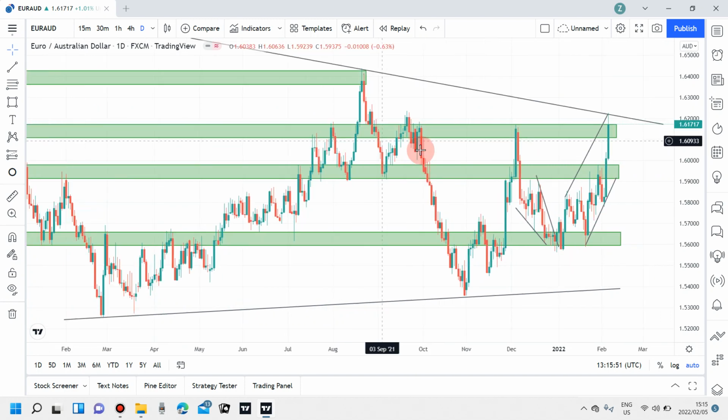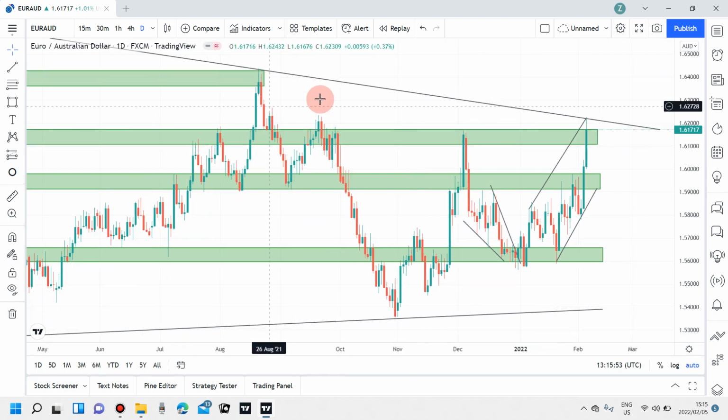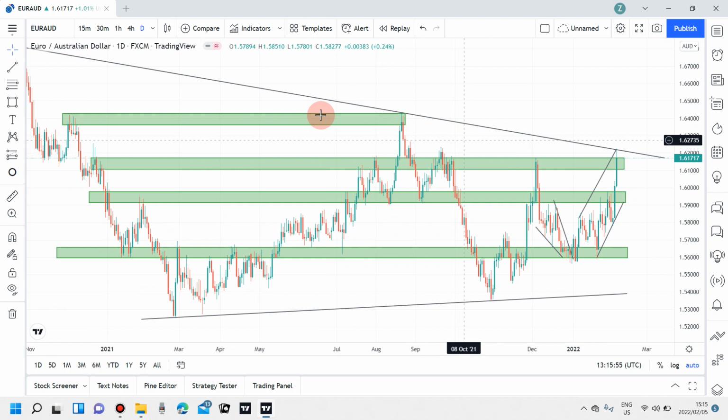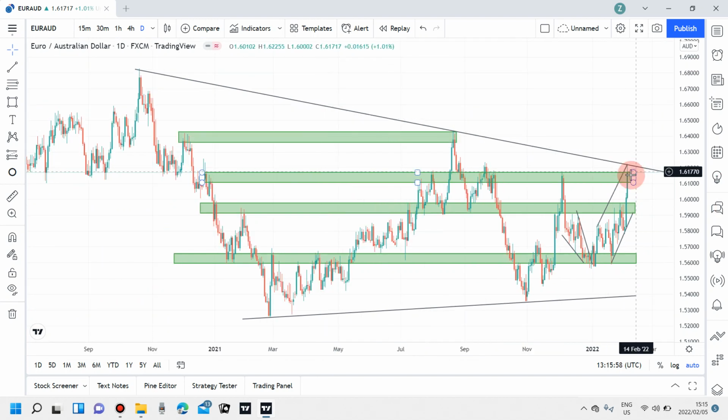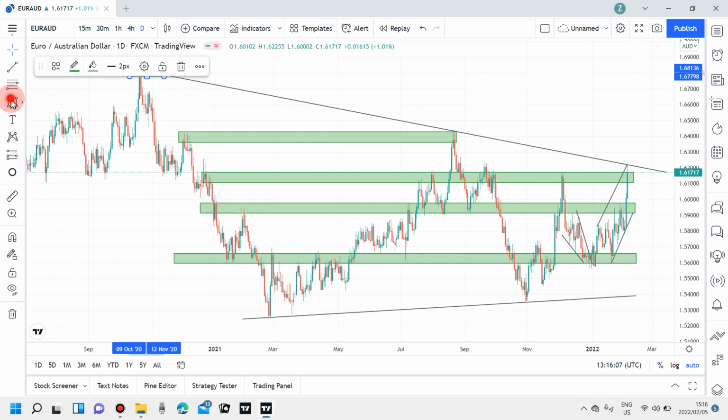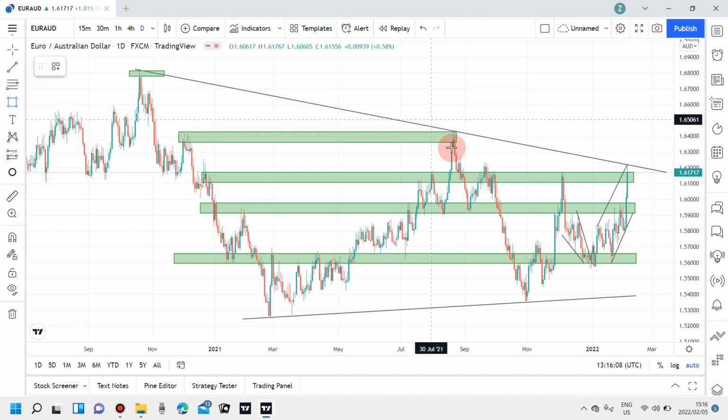There are also some wicks here. And another thing is that the market is now on its third touch. So this was our first touch here. This was our second touch.